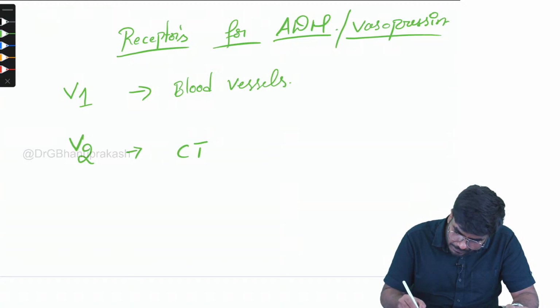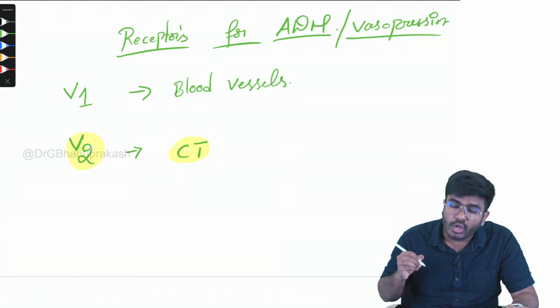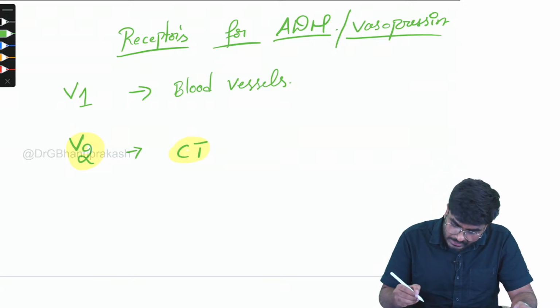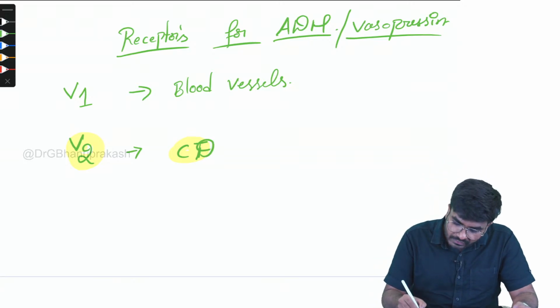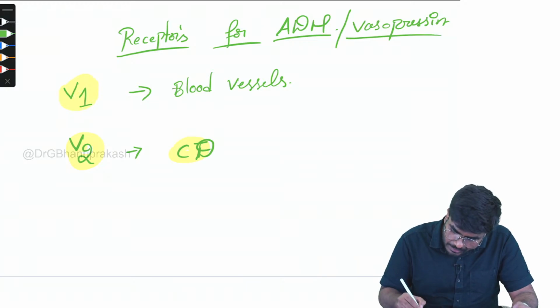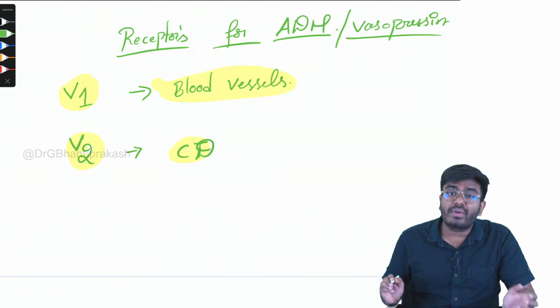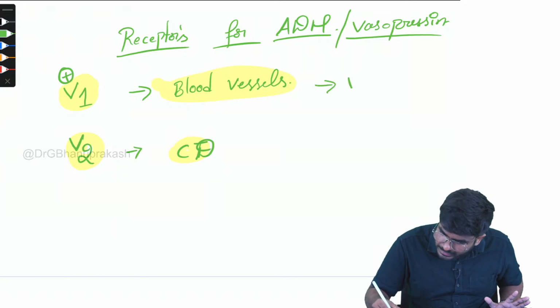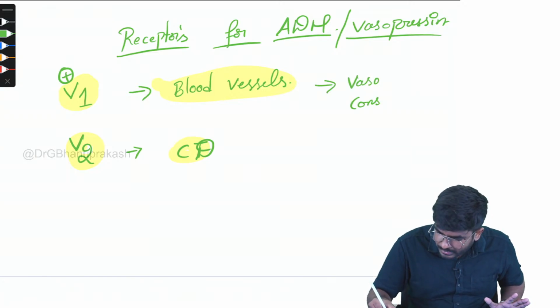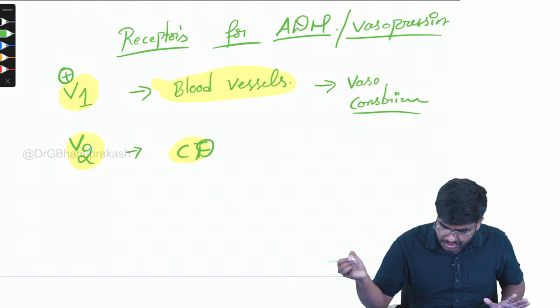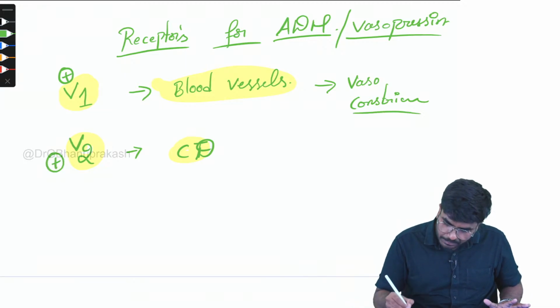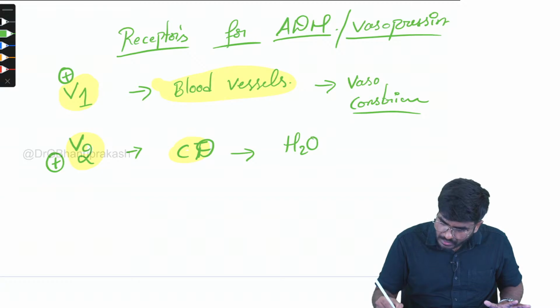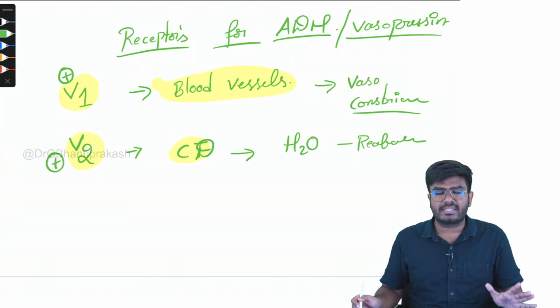Where are V2 receptors present? V2 receptors are present on nephrons, collecting ducts. Where are V1 receptors present? V1 receptors are present on blood vessels. When you stimulate the V1 receptor, what will happen? There will be vasoconstriction. If you stimulate the V2 receptor, what will happen? There will be water reabsorption, which we have already discussed.